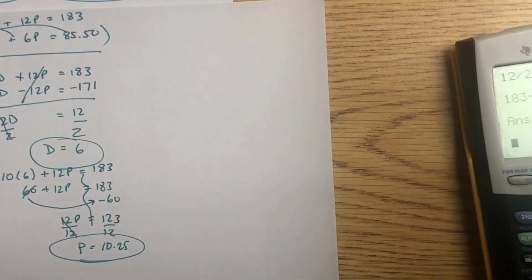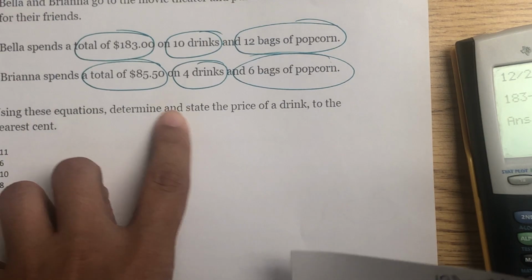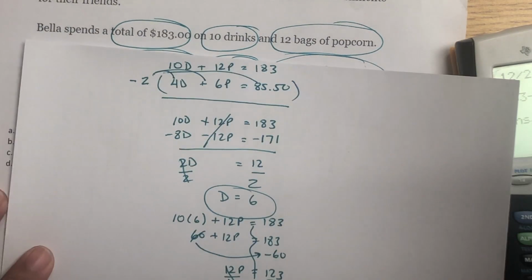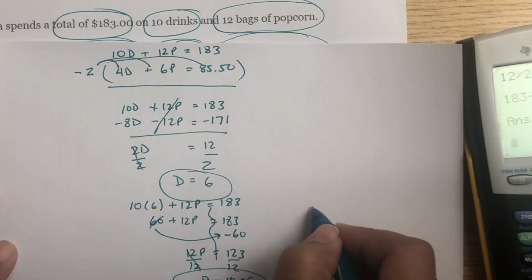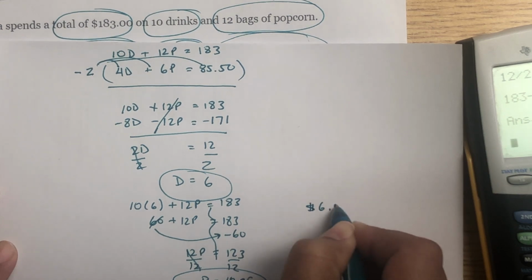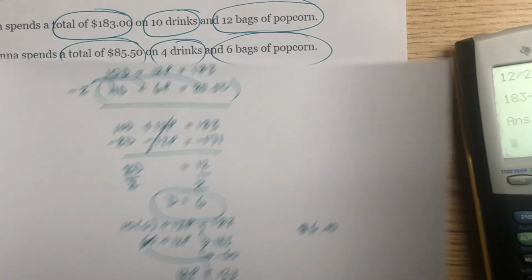Now, these are my two answers. Let's look at what the question was. State the price of the drink. Oh man, I didn't even have to do this part. So the drink is $6. That's it.